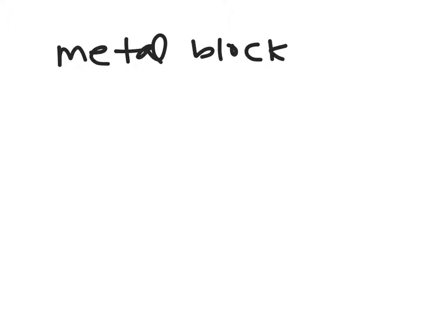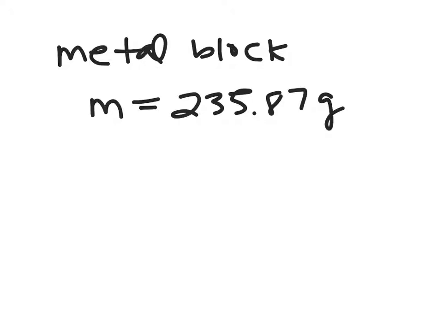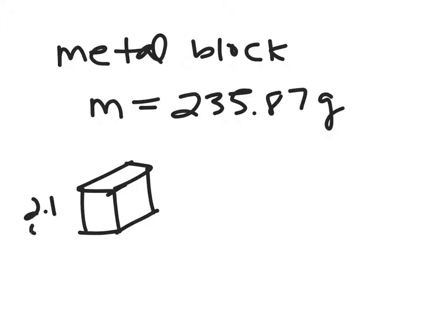So let's take an example here. Let's say I have a metal block. It's made out of metal, and it has a total mass of 235.87 grams. And my metal block is a cube, or maybe it's a rectangle, and it has dimensions of 2.1 centimeters by 3.2 centimeters by 4.5 centimeters. And I'm trying to figure out if this block is made out of iron or lead.